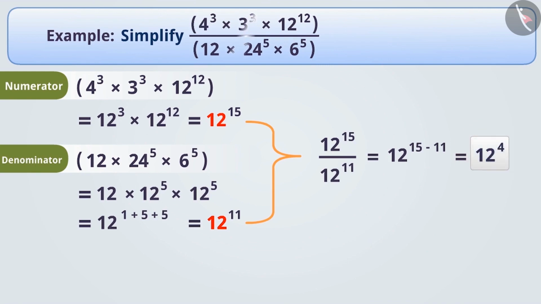Keep in mind that we can also solve this example in different ways, such as rearranging base 6 and 2 or rearranging base 3 and 4, etc. Will you be able to solve the question by using these methods? Try it.